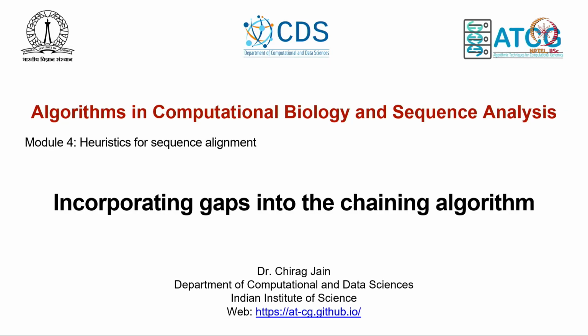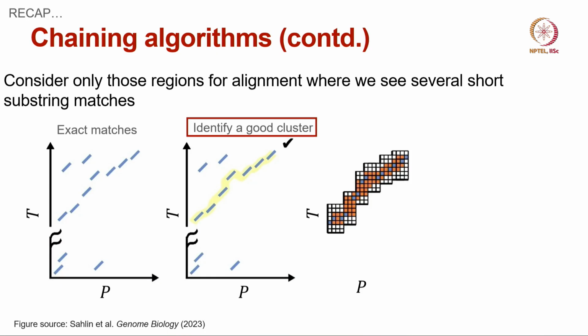Okay, welcome back. So today we'll continue our discussion of chaining algorithms, and specifically we are going to look at how we incorporate gap costs into the chaining algorithms. So let's get started. As a quick recap, we are looking at heuristics for sequence alignment, and within the heuristics we are currently focusing on how to find a good cluster of exact matches that can be combined together to form an alignment.